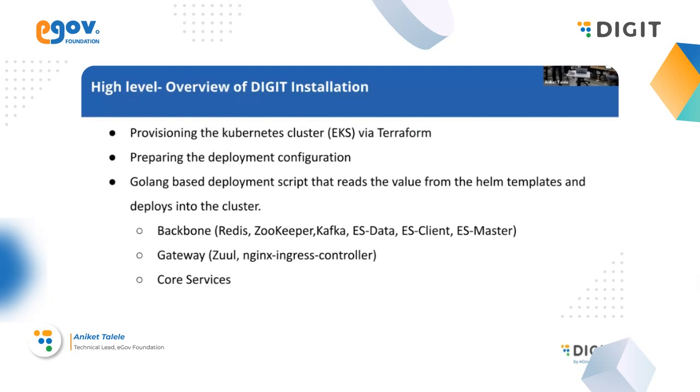For today's setup, we will deploy backbone services. Backbone services are basically the bottommost services which even core services use. They are open source services like Redis, Zookeeper, Kafka, Elasticsearch. Then we'll deploy gateway services like Zuul and the Nginx Ingress Controller, and after that we will deploy our core services, which is Digit.